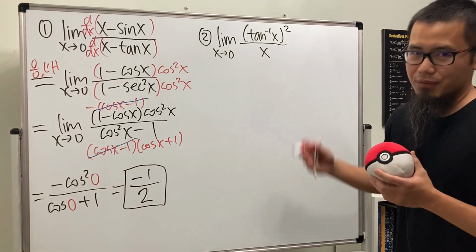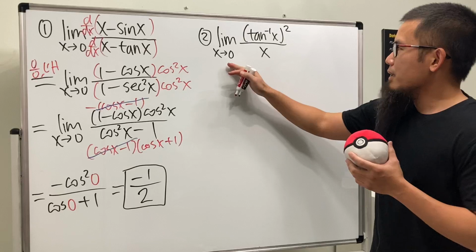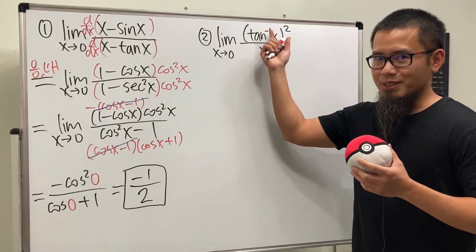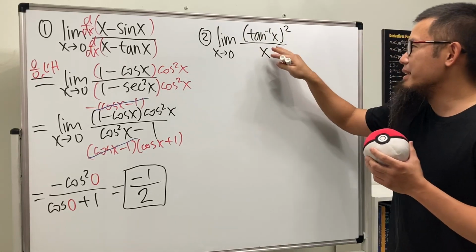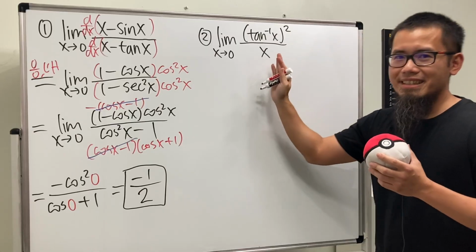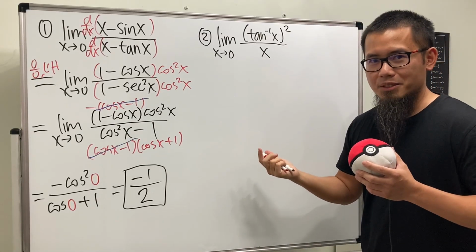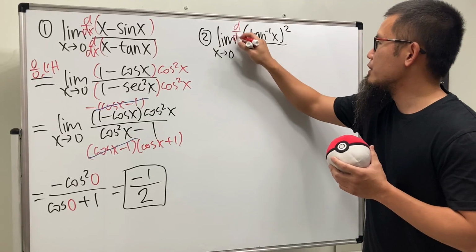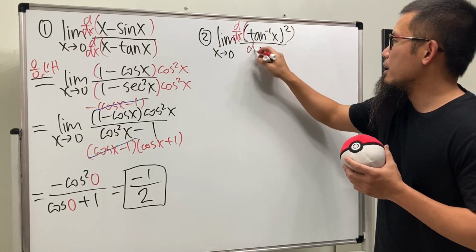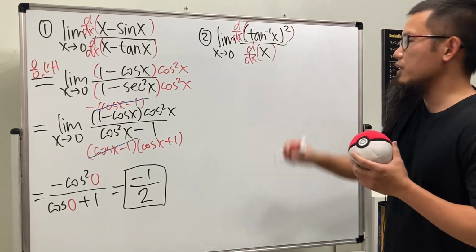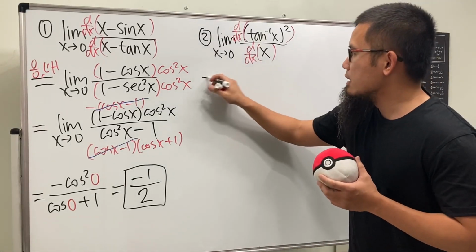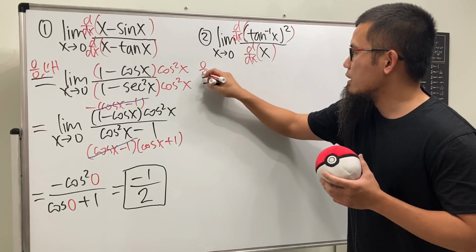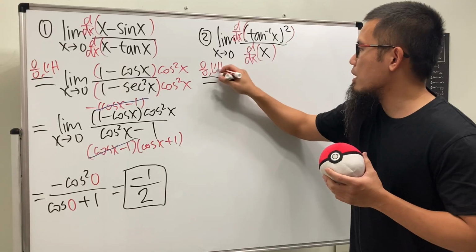Okay, cool. Now for the second one. Plugging 0, yes, inverse tangent of 0 is 0, and then square that's still 0, and then over 0. So yes, 0 over 0. Okay, let's go ahead and differentiate the top and differentiate the bottom. But be careful, you should always check if you have 0 over 0 or not, right? So here, 0 over 0, we can use L'Hopital's.